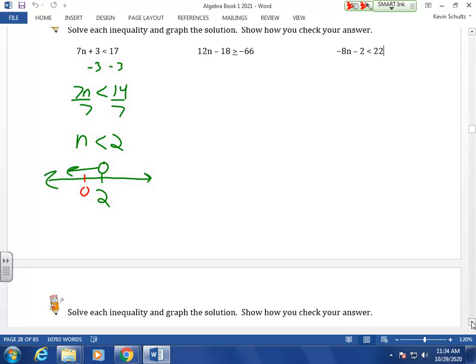So if I plug in 0, 7 times 0 is just 0. That's why it's easy, because that first part will just cancel out. And you're left with +3 is less than 17. True? Yes. Therefore, 0 works. Therefore, it's in the range, and that's good news for us.